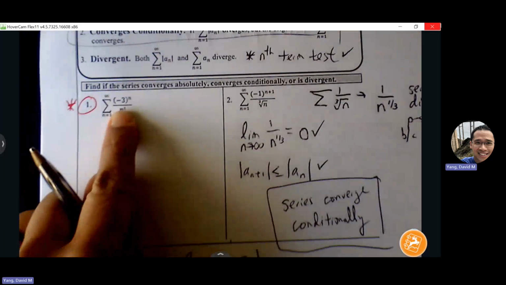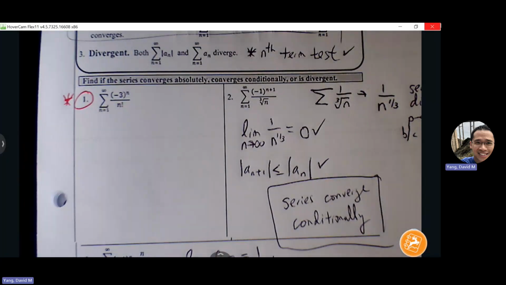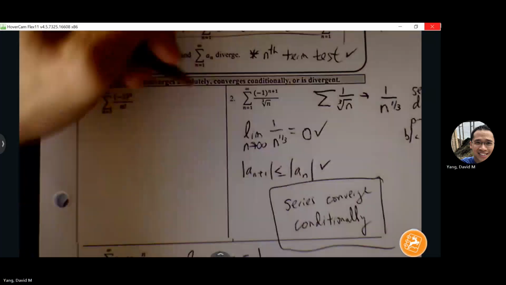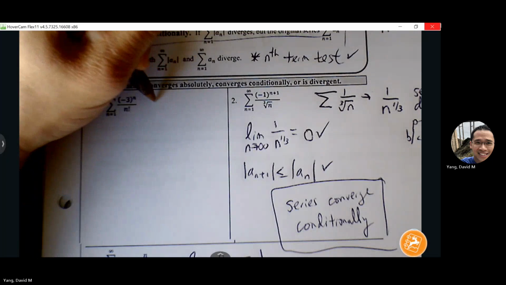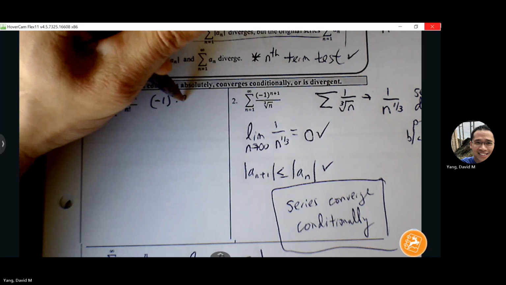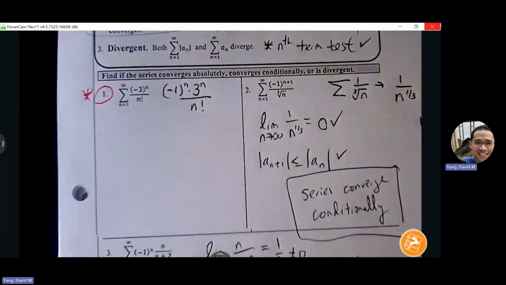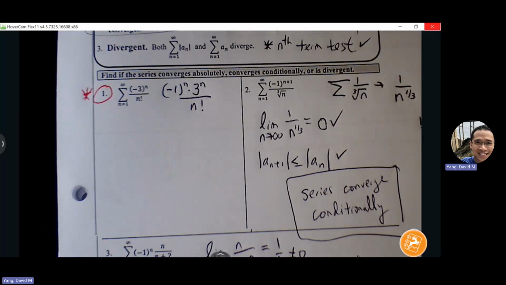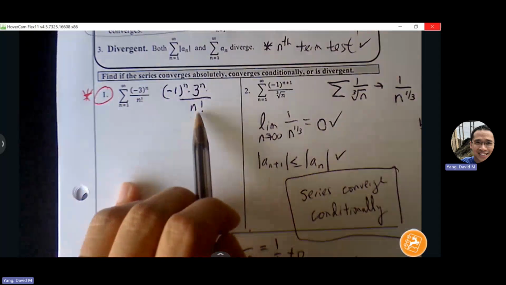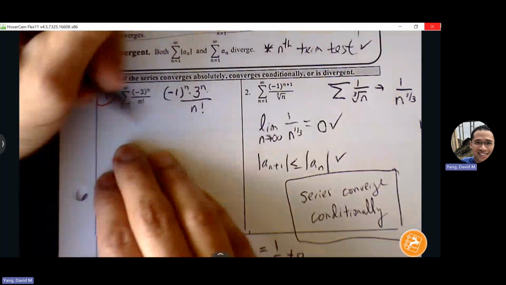So I'm going to move the negative out of the way because if we want to test absolute convergence, we can just focus on the rule of the sequence without the alternator. The same thing as -1 to the n times 3 to the n. So I'm just focusing on that 3 to the n over n factorial. And anytime I see factorial, I'm always going to look at ratio test to help us out there. So we'll do ratio test here.